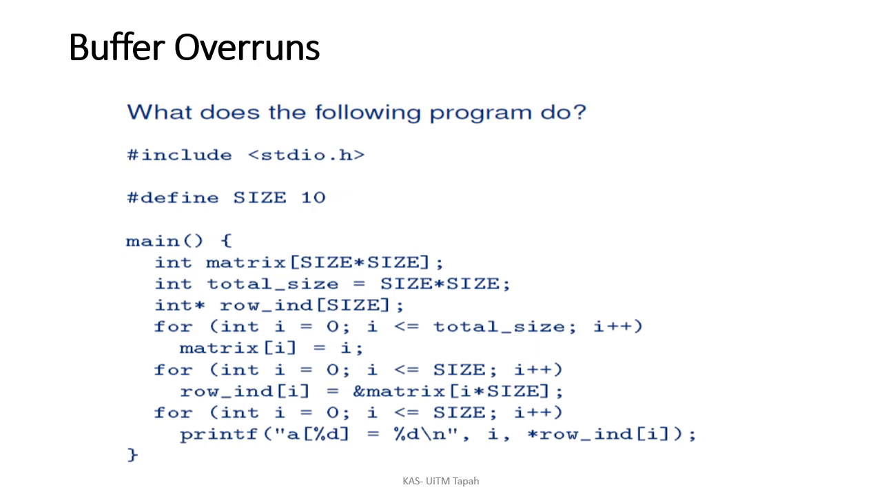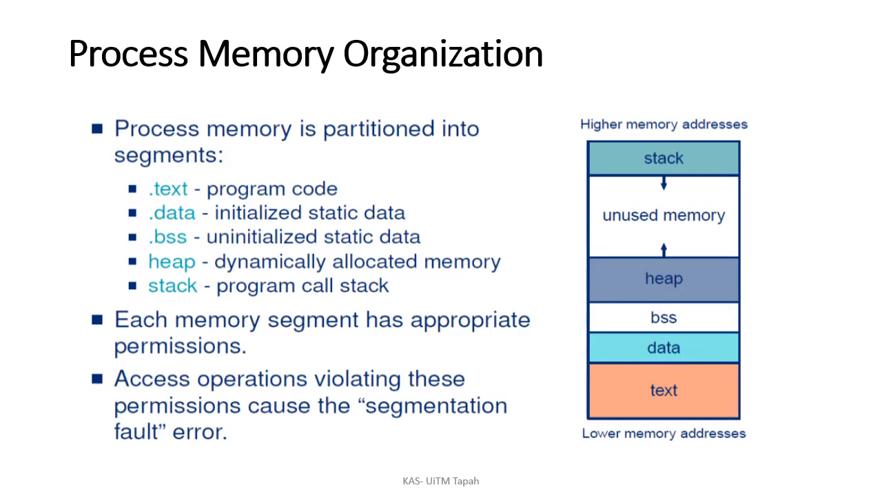So what happens is, when you declare the size, the row index, right? When the size exceeds the size that you declared, so what happens? That is what we call a buffer. Your buffer will overrun. So this one, process memory is partitioned into segments.